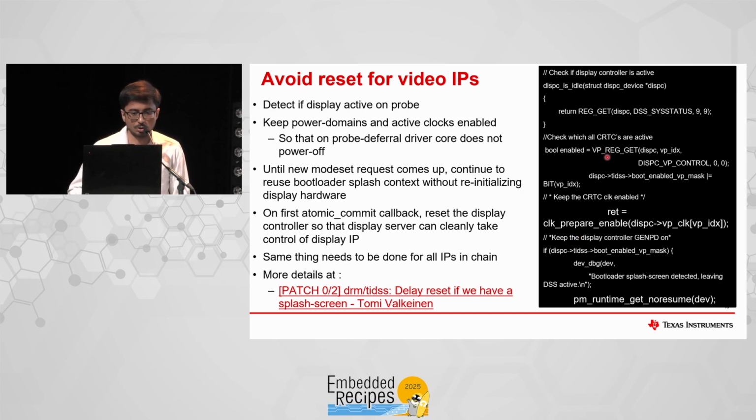So to avoid that, what we do is we detect first on the probe if the display is already on. So we check some registers and see if the display is already idle or in the running state. Then we check what all CRTCs are getting used, again with register reads, and we mark using a flag mask what all CRTCs are enabled, and we take a reference to the required clocks for those CRTCs. And then we take an extra PM runtime reference so that the framework doesn't disable the power and clock domains.